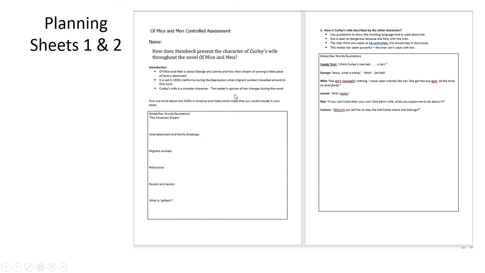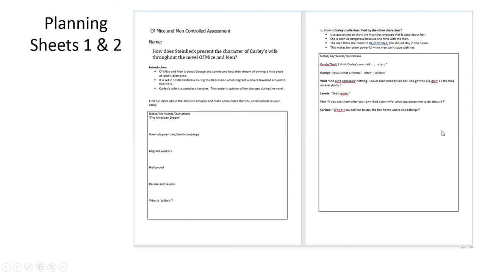So this first page is to help you with the introduction. It gives you a few bits of information, these bullet points here. It then gives you some things to think about in terms of America in the 1930s. There is a typo on that page. I do apologize for that. It says 1030s. It should say 1930s. I do apologize for that.